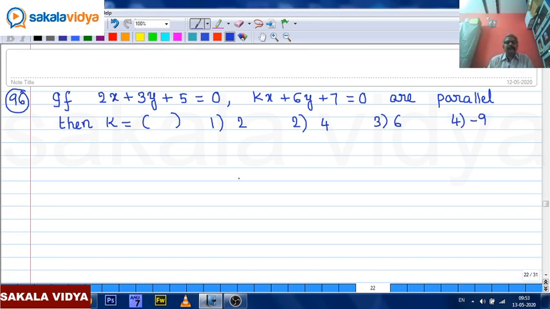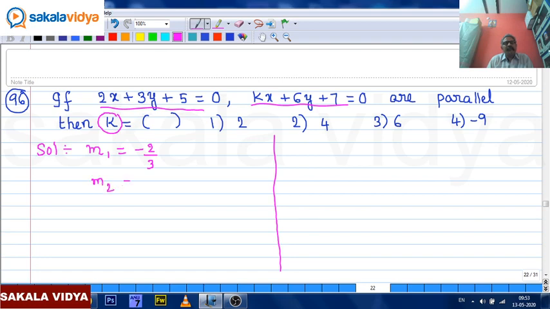Right. So, these two lines are parallel, then we need to find out the k value. These two lines are parallel means the slopes of these two lines must be equal. So, solution first. Slope of the first line, m1 is equal to minus 2 by 3, slope of the second line, m2 is equal to minus k by 6.